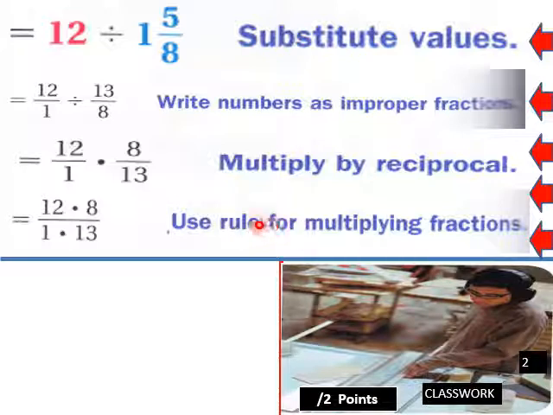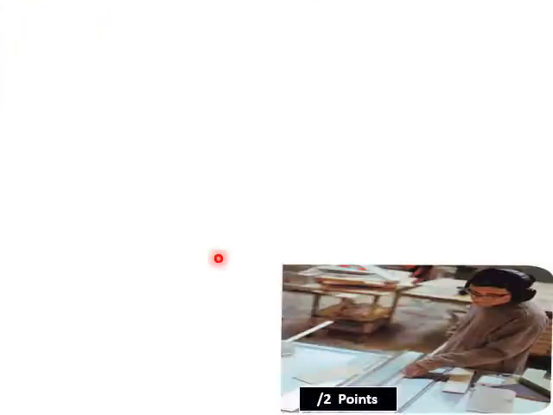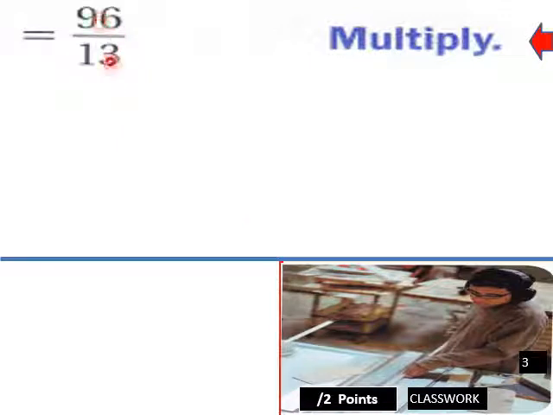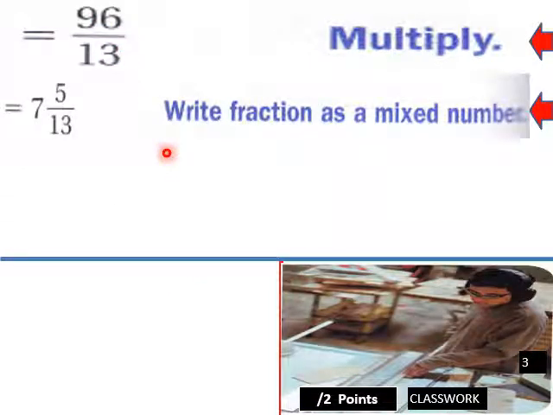So here's your rule for multiplying fractions. We just multiply straight across our numerator and denominator. Once we do that, what we have is 96 over 13. When we make this into a mixed number, 13 will go into 96 7 times with a remainder of 5. So it's 7 and 5/13ths strips that we need.